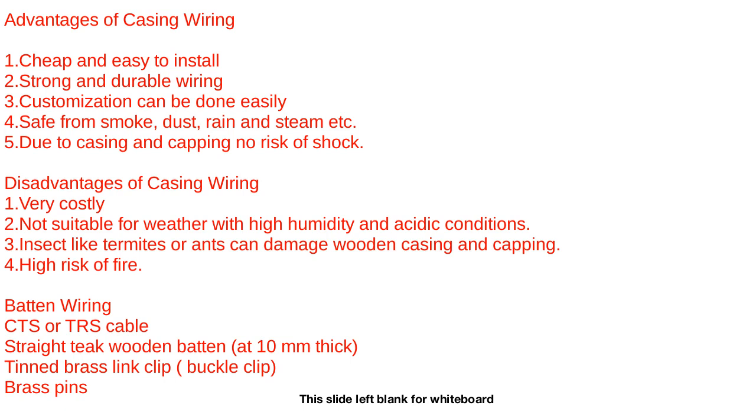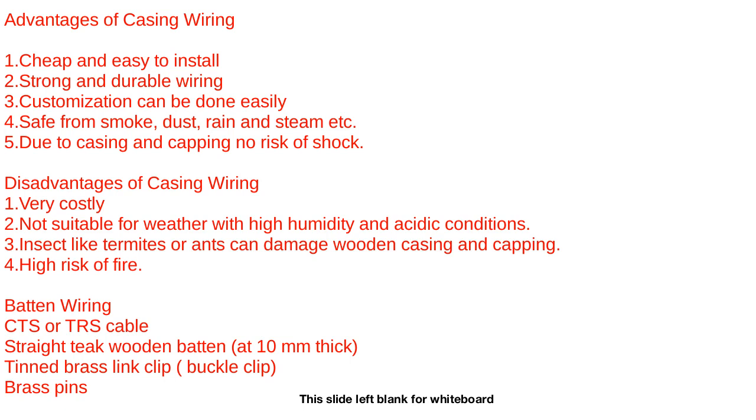These are the clips that you usually use in the workshop. So you have your cables laid on a wooden batten. Then the cables are held with the help of these buckle clips, or we're also calling them the tinned brass link clips. Then the brass pins are used to fix the buckle clips on the wooden batten. The suggested distance between the pins is an interval of 10 centimeters for horizontal runs and 15 centimeters for vertical runs.